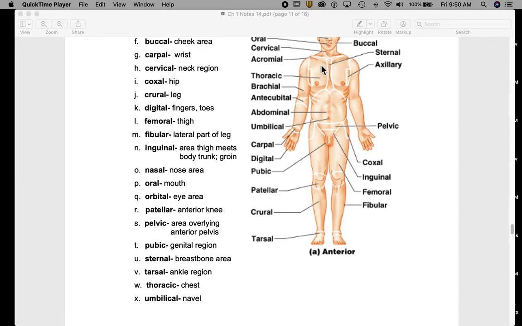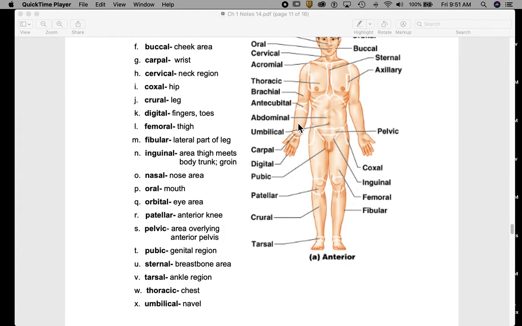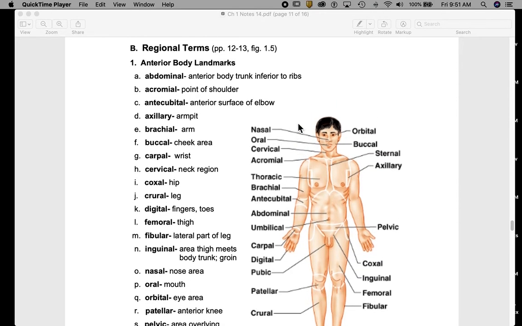Sternal, this region right here, below it, deep to this, is called the sternum bone. This is sternal. Tarsal are your ankle bones. Ankle bones are called tarsals, and this is the tarsal region. Thoracic is this whole chest region here. It's called the thoracic. We don't add AL to that. And then lastly, the umbilical region here, the navel, is right here. So that's the anterior portion.